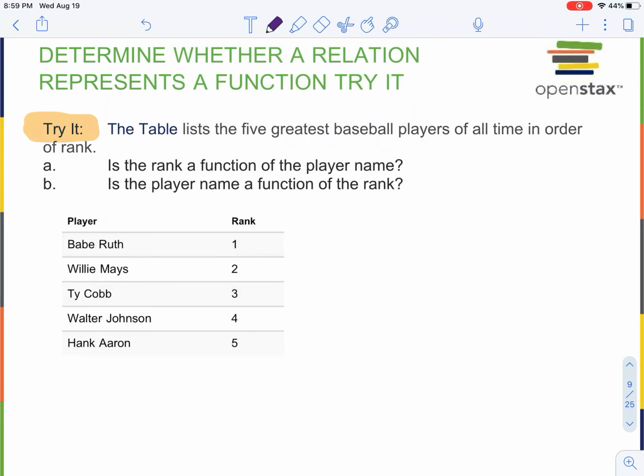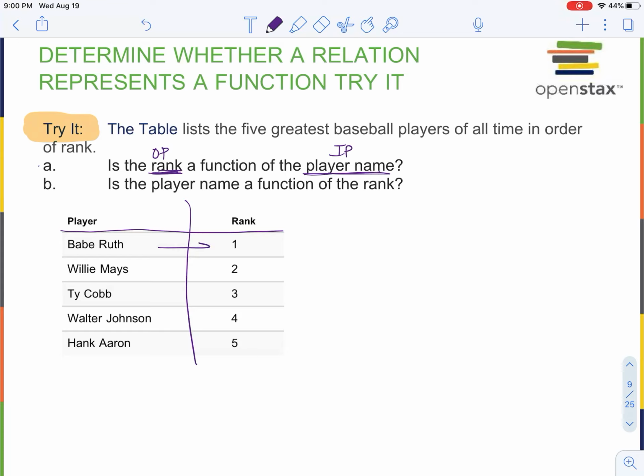All right, hopefully you hit pause and tried this problem. So let's look at part A. Is rank a function of the player's name? So rank would be the output. I'm going to write OP for output, and the player's name is the input. So we're doing player's name first and rank listed second, basically the way that this is already set up.